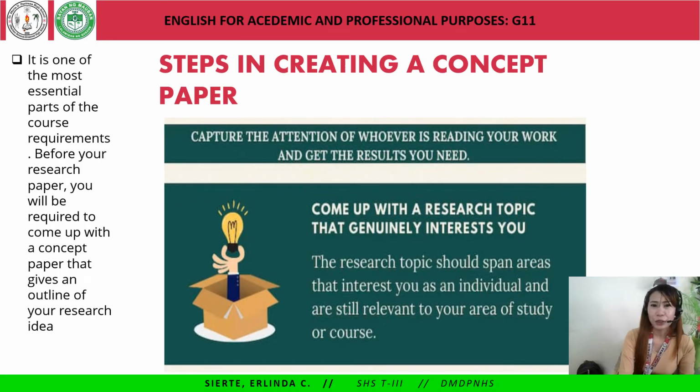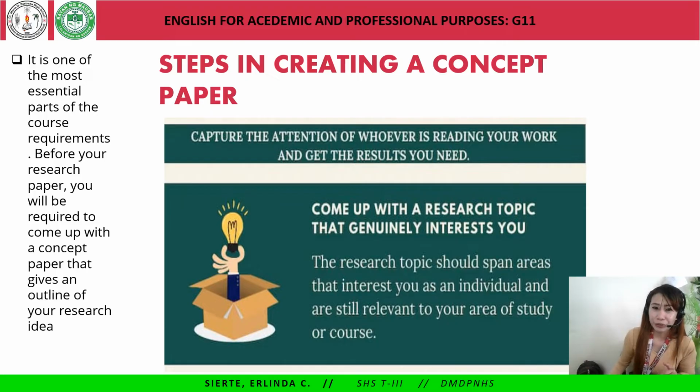As a student pursuing any course, it is inevitable that before you complete your course, you will be required to do a research paper to show that you can apply what you have been studying in your area of specialization to a real life situation. Since you are in grade 11 now, a concept paper is a must for you to undergo, before having your practical research in grade 12. So it is one of the most essential parts of the course requirements.